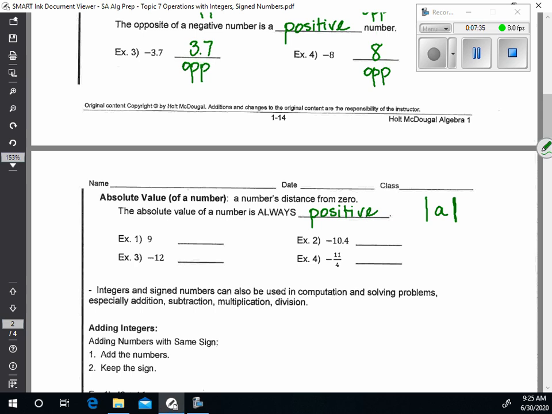For problem 1, we're going to find the absolute value of 9. In symbols, this would be 9 inside of double bars. So the absolute value of 9 is 9. 9 is 9 spaces away from 0.